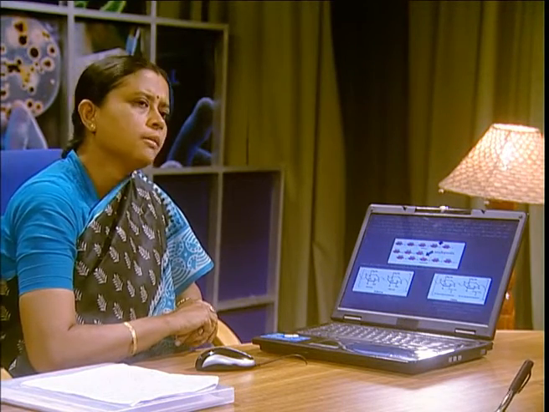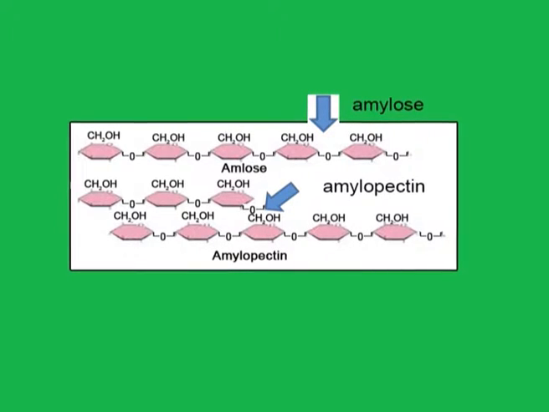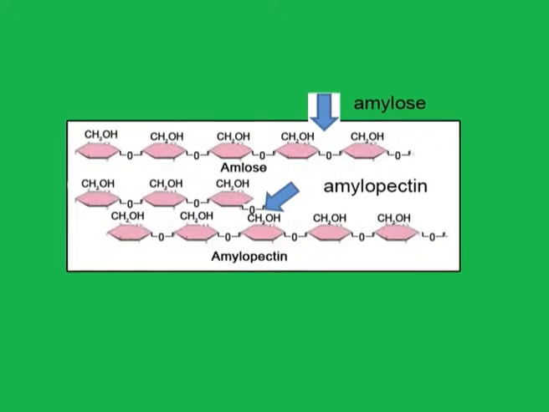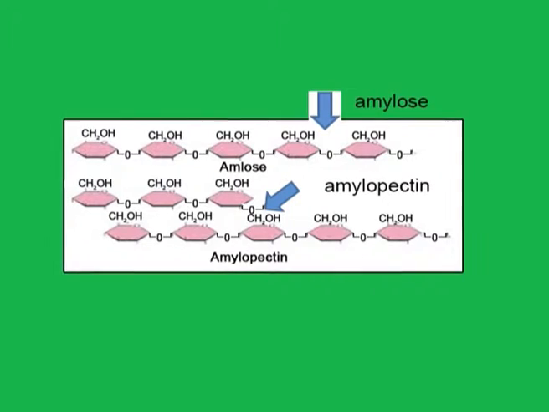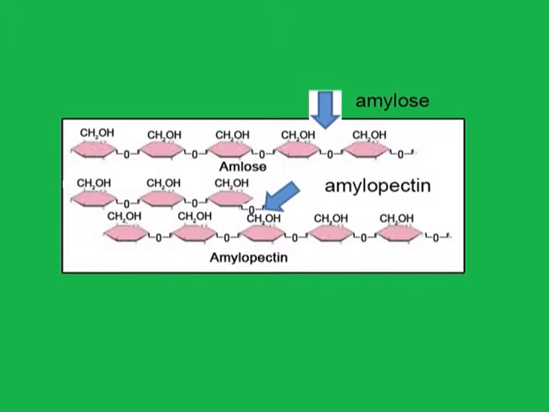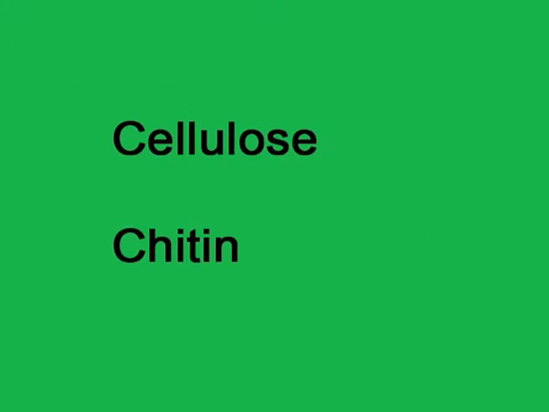In amylose, the unbranched type, only 1,4 glycosidic bonds are there, and in amylopectin both types of glycosidic bonds are present. Glycogen is also a polymer of glucose, and alpha 1,4 glycosidic bonds are there, with branching. These are the structures of amylopectin, as shown. And other important structural polysaccharides are cellulose and chitin.